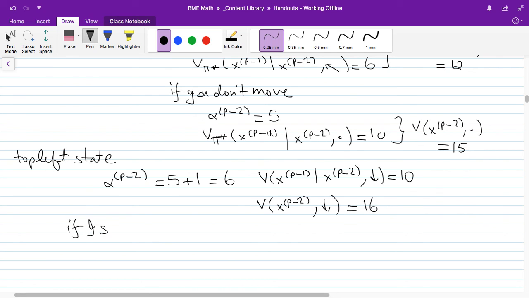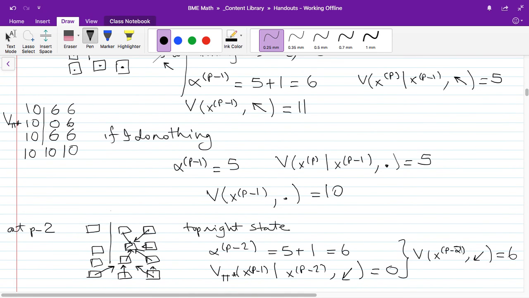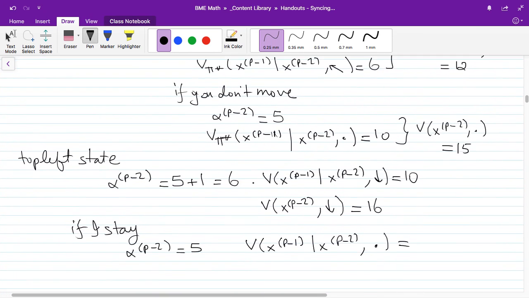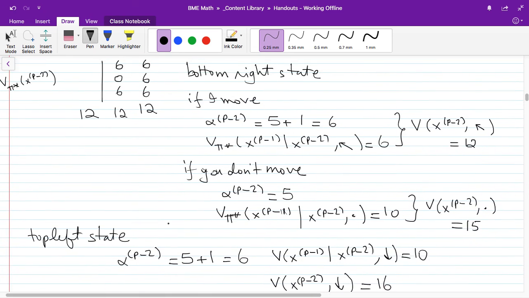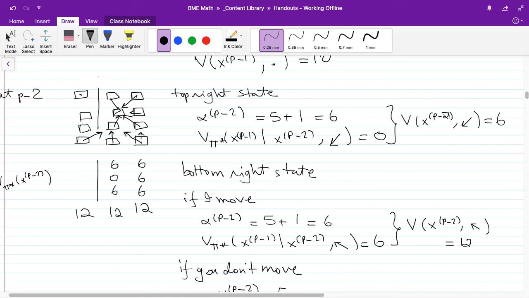But if I stay, then the cost at p minus 2 is just going to be 5, and the value of the state that I will end up at is 10. I'm just going to stay where I am. And so the sum, the value of state p minus 2 and the action of nothing, is 15. So that's better, which means my best action here is to do nothing. And if that were the case, then the value of these states will be 15.